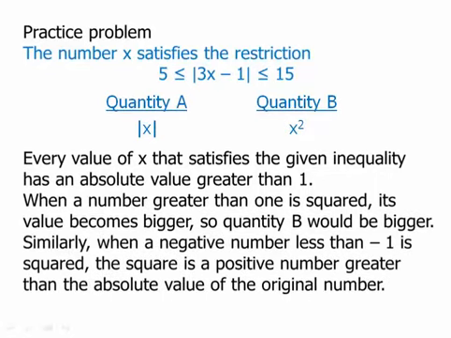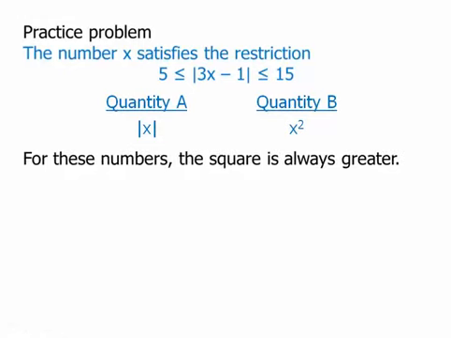Similarly, when a negative number less than negative 1 is squared, the square is a positive number greater than the absolute value of the original negative. So this kind of makes sense that if I square, say, negative 1.5, I'll get a positive number, but that positive number, 1.5 squared, is still going to be bigger than 1.5. In other words, the square is still going to be bigger than the absolute value of the number. For all these numbers, because the absolute value is greater than 1, the square is always greater. And so, using logic, we can determine that b is the answer.